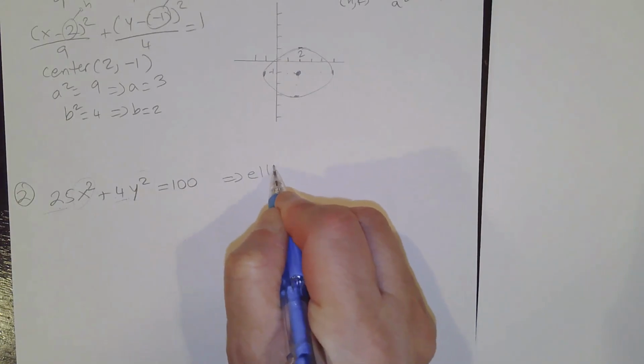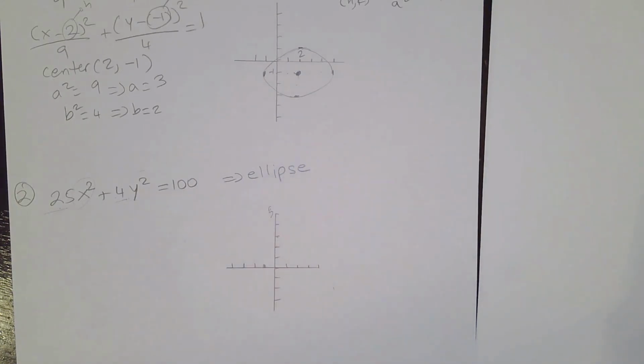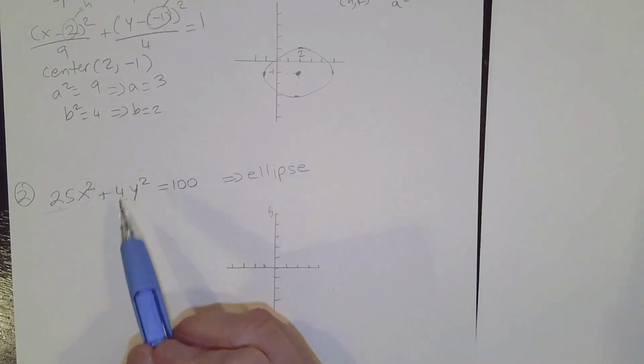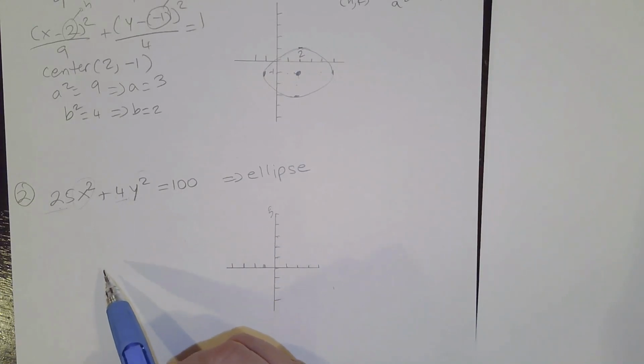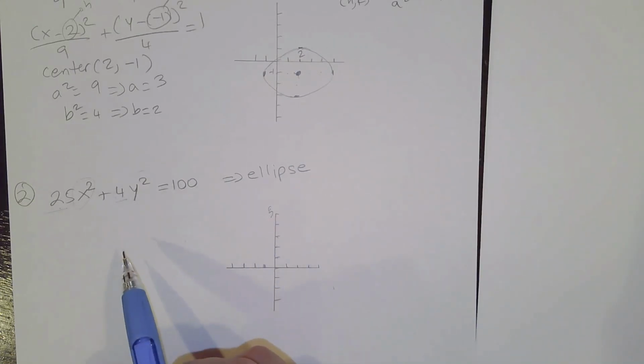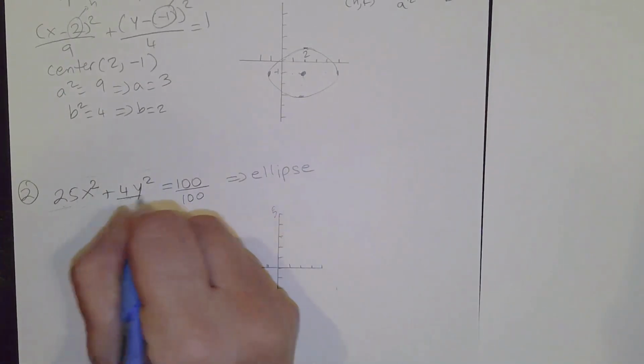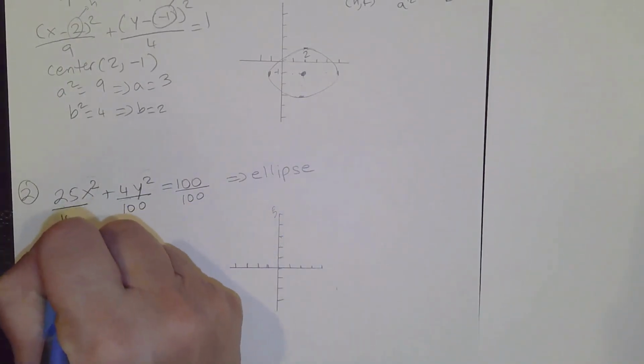So that means here we have an ellipse. But in here, it's not centered at some (h, k). It's centered at the origin, because I only have x squared and y squared. I don't have x and y. So to write it in standard form, I need to make this one. So I need to divide by 100 on both sides of the equation.